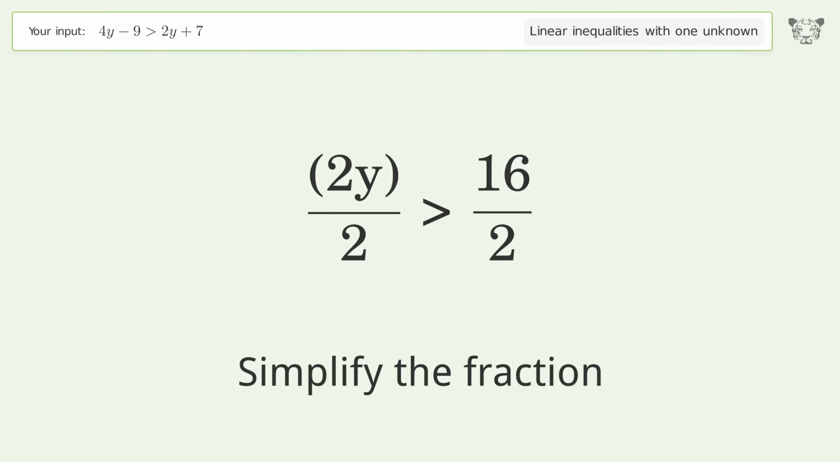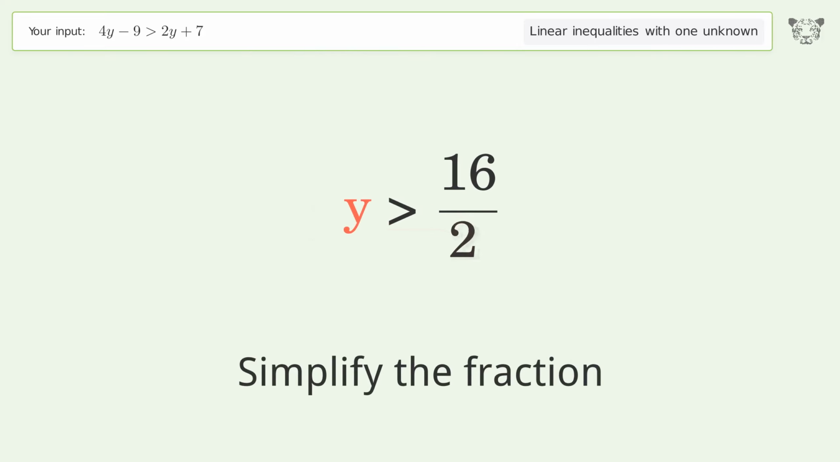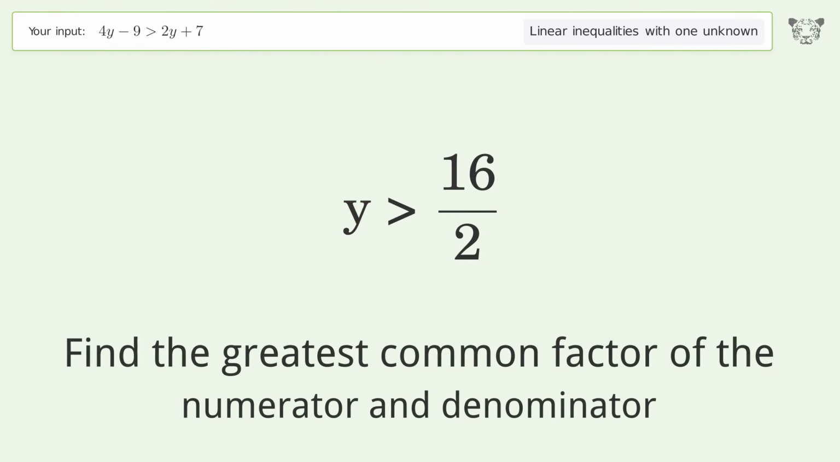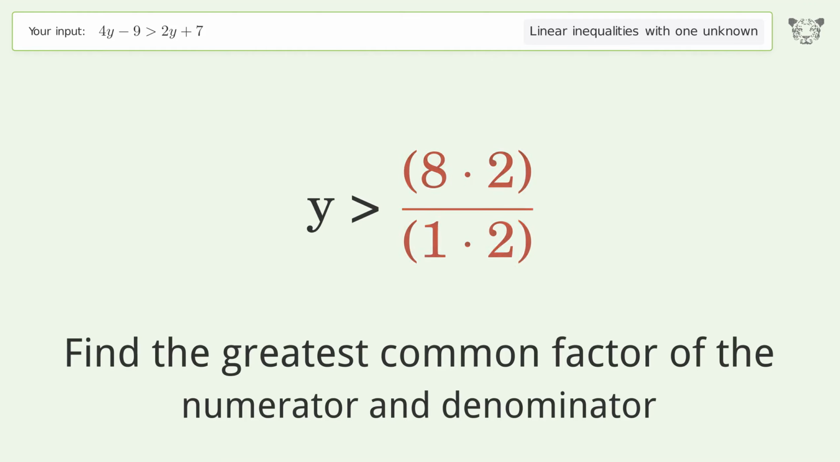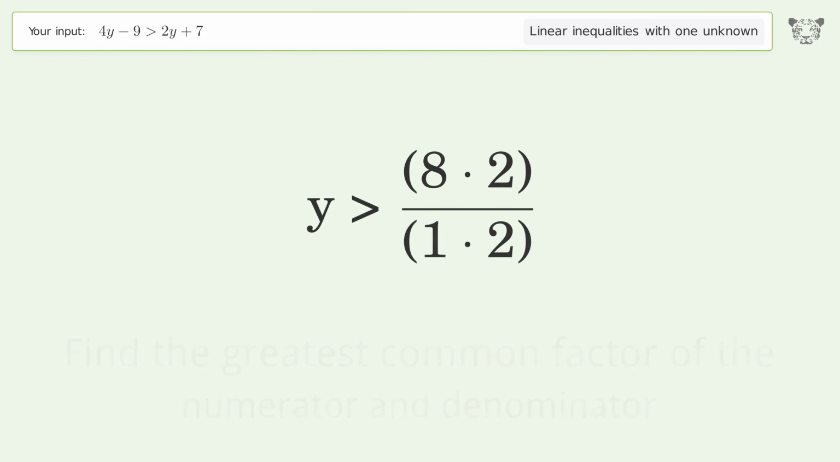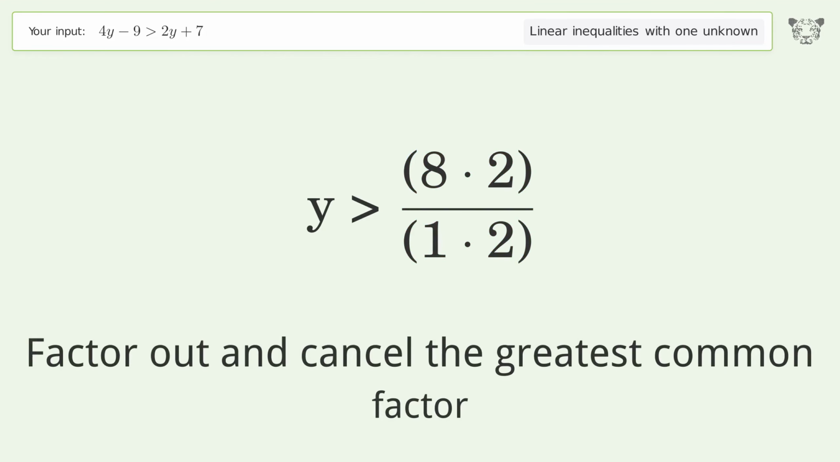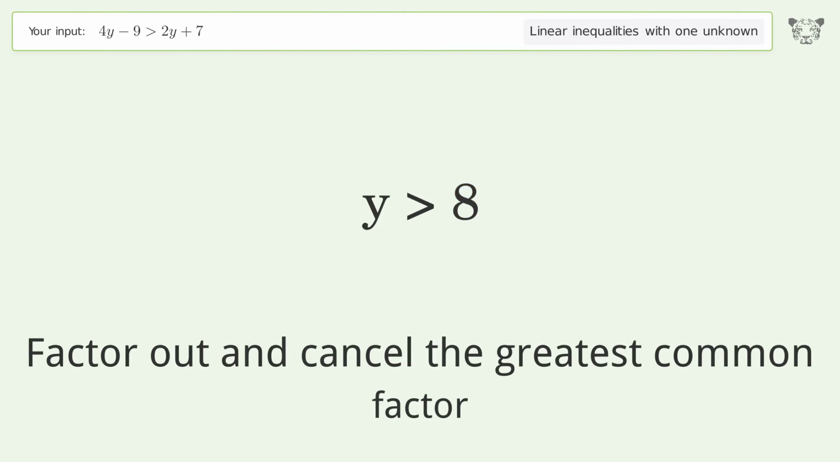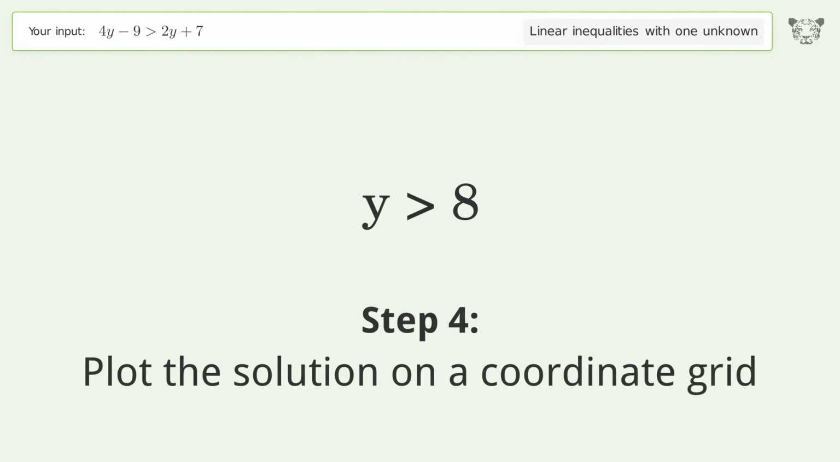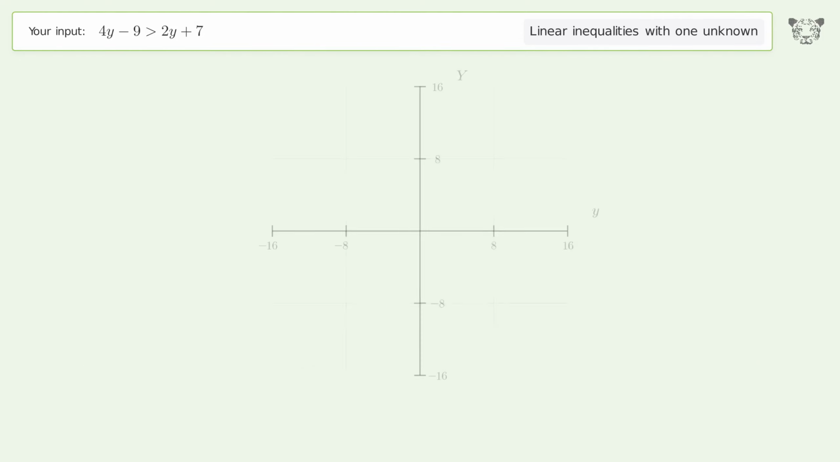Simplify the fraction. Find the greatest common factor of the numerator and denominator. Factor out and cancel the greatest common factor. Plot the solution on a coordinate grid. And so the final result is y greater than 8.